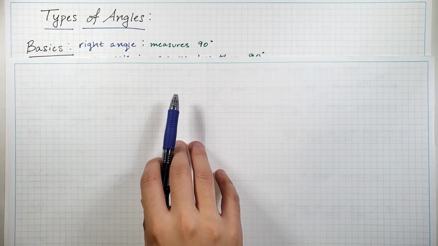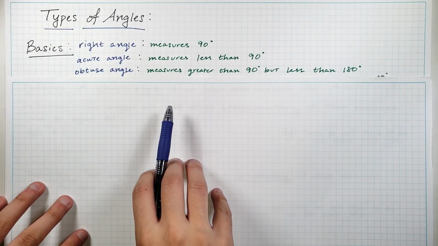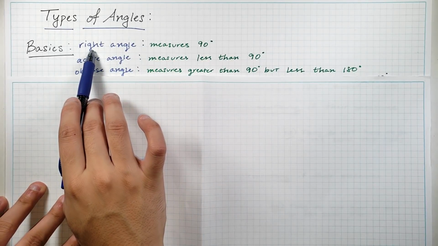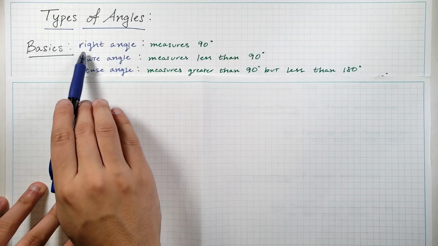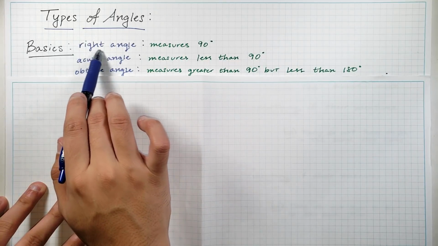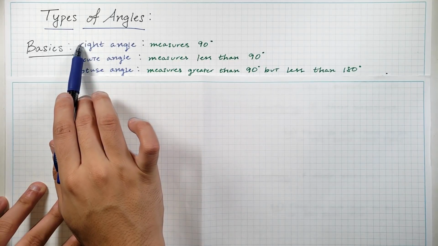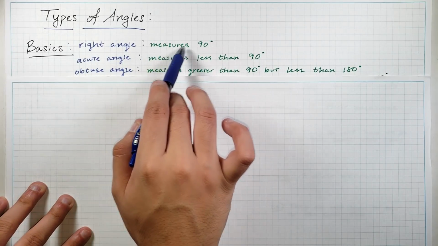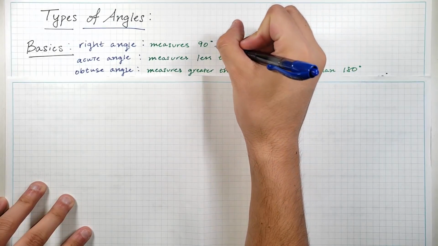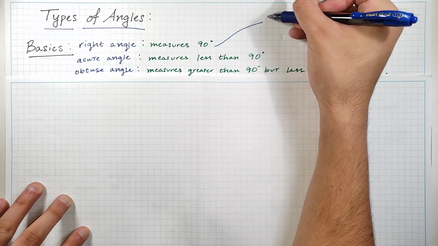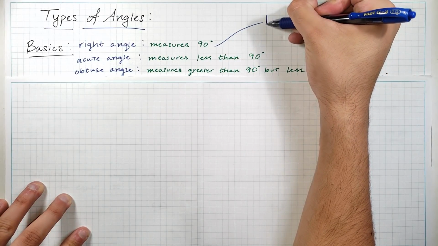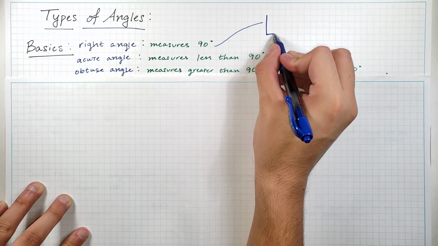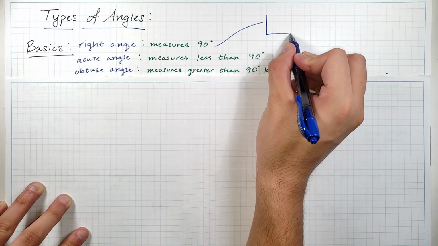So we already know about some basic angles, right? We know about right angles. You learned about right angles maybe a while ago. So a right angle measures 90 degrees, right? It looks something like this. So let's say we drew a right angle, it would look something like maybe this. It's like two exact straight lines running into each other.